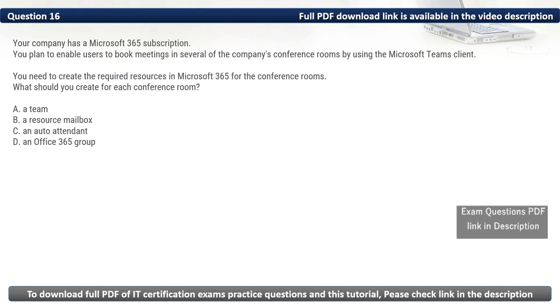Then we have D, an Office 365 group. Office 365 groups are used for collaboration, but they don't specifically manage conference room resources. As such, what we should create in each conference room is a resource mailbox. Thus, the correct option is B.